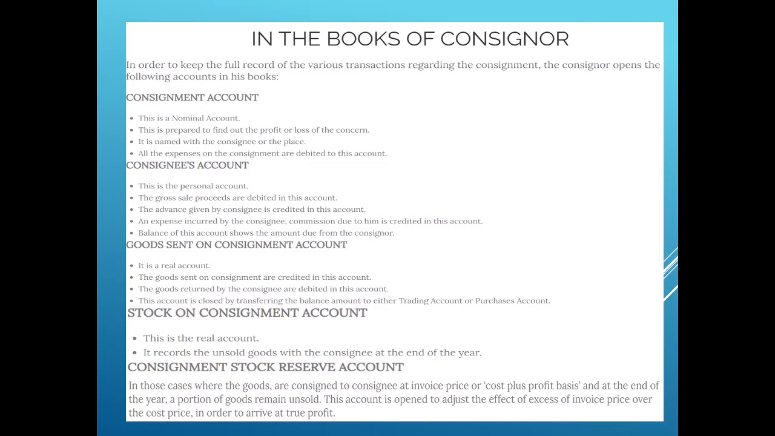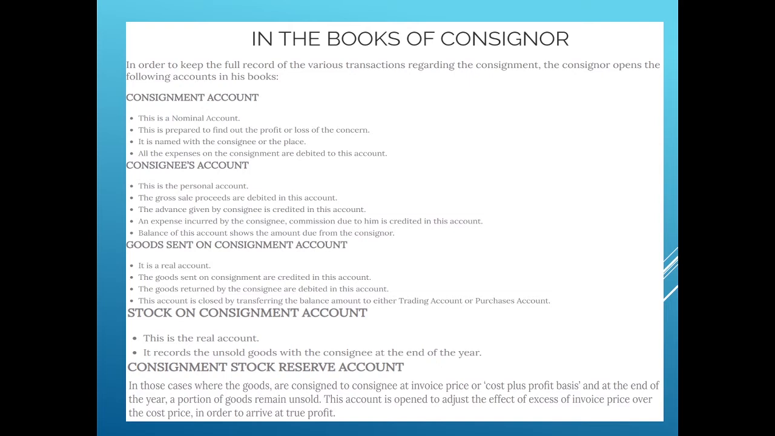Next one is the consignee account. Consignee is a person, that's why it is a personal account. Sales are debited to this account, and advance given by the consignee, expenses and commission are credited to this account. So the balance of this account shows the amount due to the consignor. This is the consignee account. It will show the balance to the consignor.